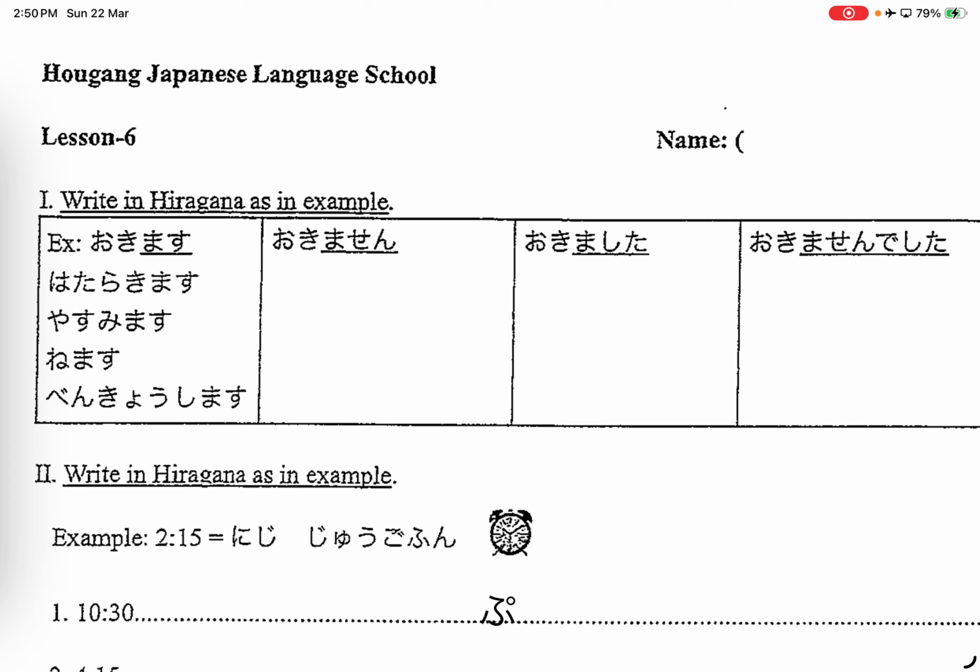Just throw away the masu and put in the underlined word. Right? So hatarakimasu means will work. Very good. To work, will work. Next, yasumimasu. Change to yasumimasen. Then next one, yasumimashita. Then the last one, yasumimasen deshita. Following next one, we have nemasu.